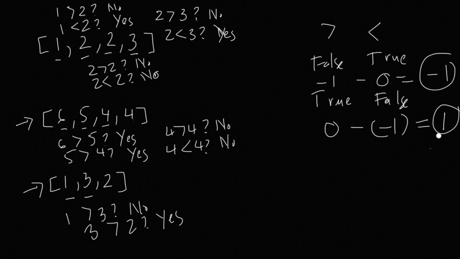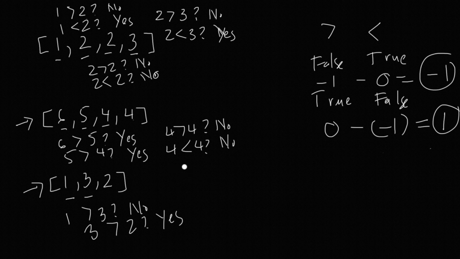So that means that these numbers are not constantly increasing or decreasing because there's no consistency over here for the comparison. So that's why this array is neither monotone increasing nor monotone decreasing. So the final answer of this case would be false.